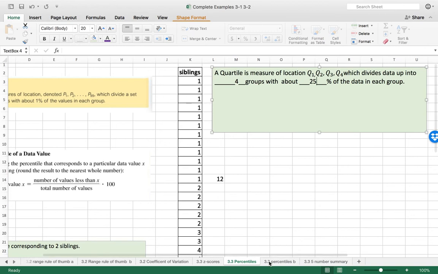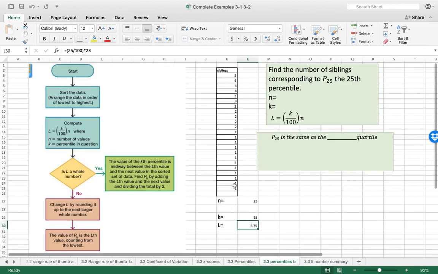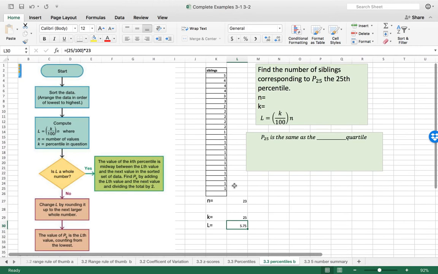Let's look at percentiles from a different angle, if you want to find the number corresponding with a certain percentile. So here we have the same list of the number of siblings, and we want to find the number of siblings corresponding to P25, or the 25th percentile. Well, we're going to sort the data first. Here I've sorted it in descending order from highest to lowest.